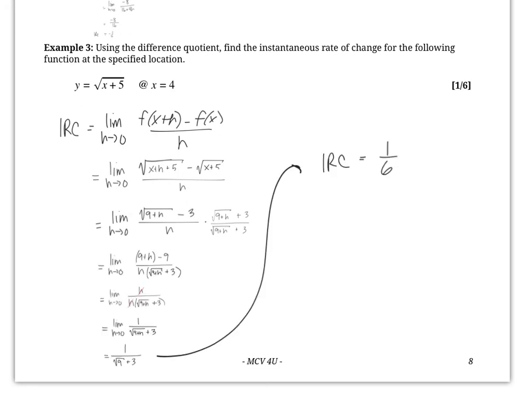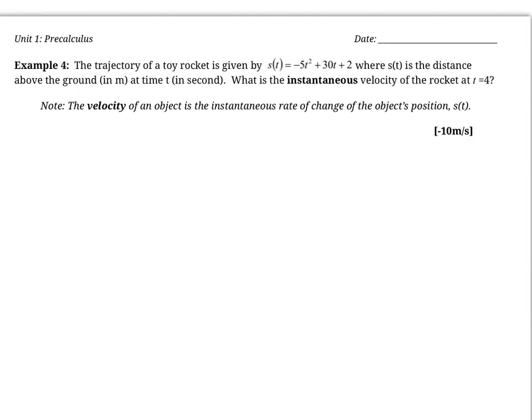Okay, after all that algebra, your answer should come out to the instantaneous rate of change is 1 over 6, which agrees with the answer that I put on the page there. Let's go on to the next one. So this is the last example. I'm going to let you try it yourself, but just some background here.